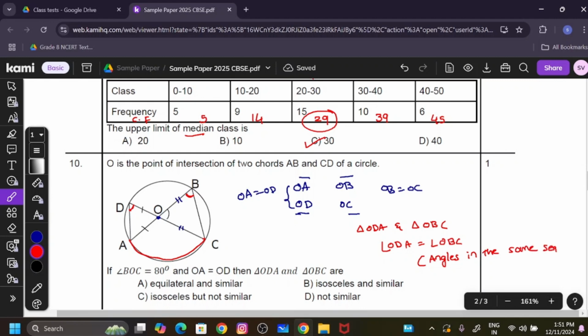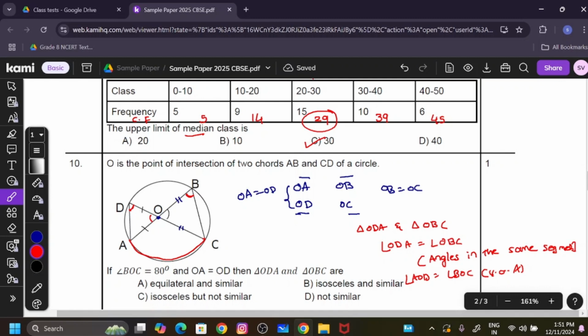These are subtended by the same arc, so angles in the same segment are equal. Then we have vertically opposite angles. Angle AOD of this triangle is equal to angle BOC of this triangle, vertically opposite angles. So two angles are equal in both the triangles, so definitely the third angle should be equal by angle sum property of the triangle. Therefore, these two triangles are similar by AA rule of similarity.